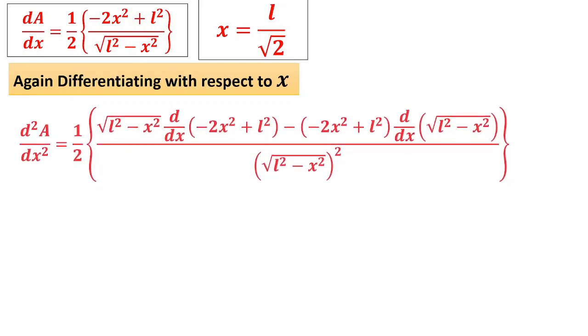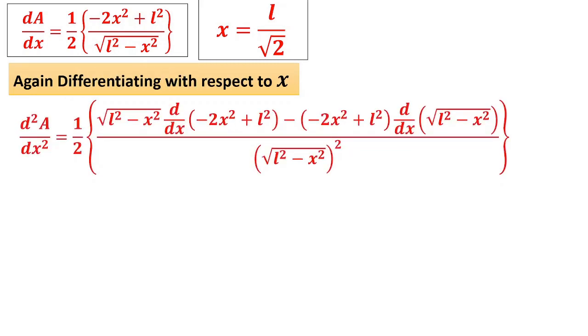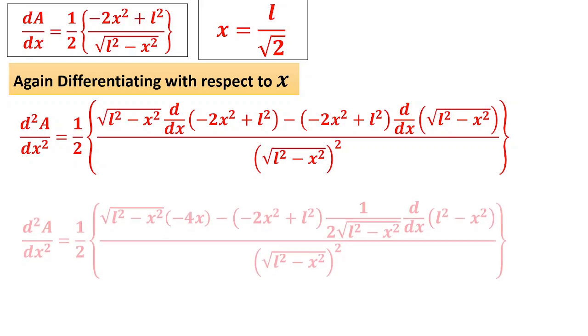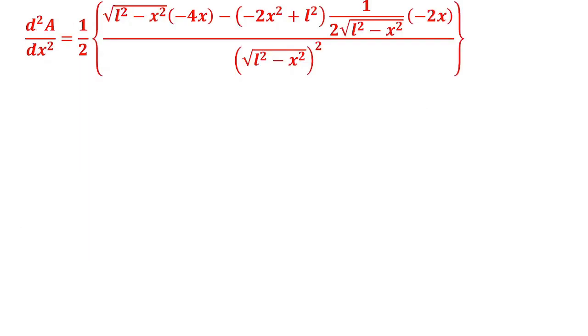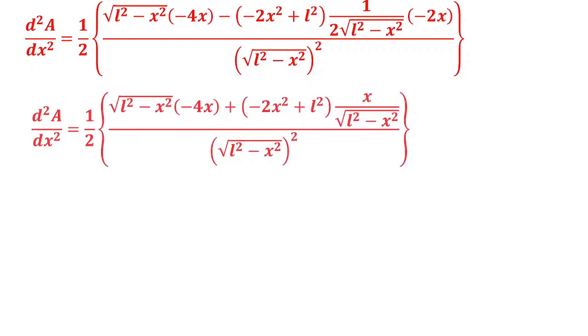Again differentiate it. Again use UBV form. Then denominator whole square. Denominator into differentiation of the numerator minus numerator into differentiation of the denominator. Then the numerator differentiation is very simple. It is minus 4x. Differentiation of the denominator, that is square root of L square minus x square, is 1 by 2 into root L square minus x square into d by dx of it. Let us continue the simplification of this second derivative, and 2 and 2 getting cancelled.